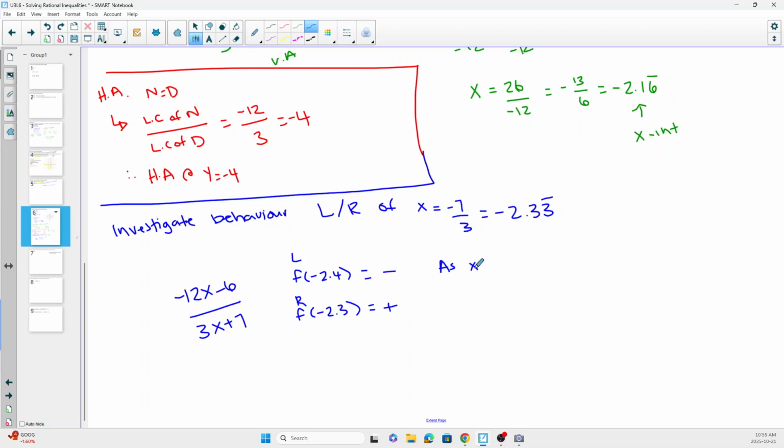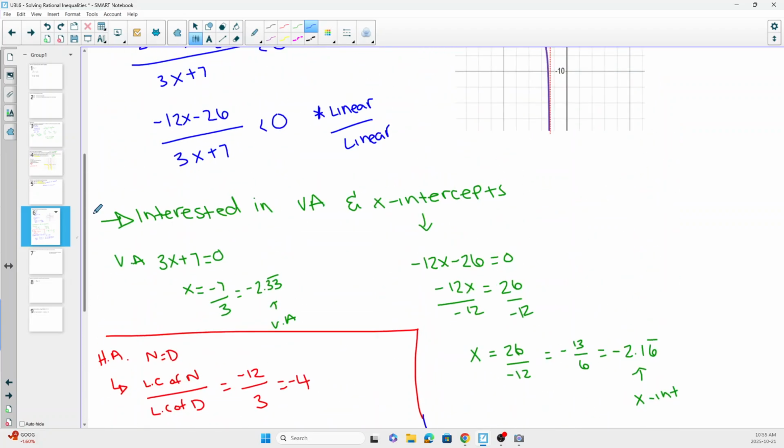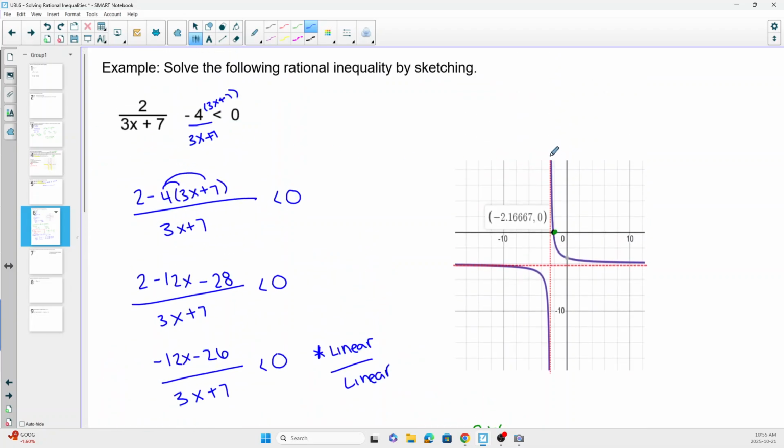In other words, we could say as x approaches negative 2.33 from the left, the function f at x approaches negative infinity, and as x approaches negative 2.33, the vertical asymptote, from the right, the function f at x approaches positive infinity. And so when we go back to our graph, on the right-hand side of that asymptote we're approaching positive infinity, and on the left-hand side we're approaching negative infinity.